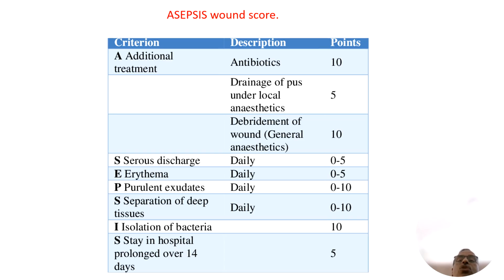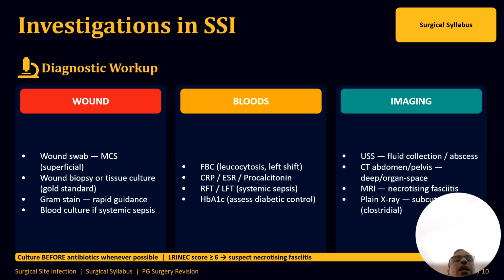So the ASEPSIS wound score is a predictive score which would tell you whether the SSI is mild, intermediate, moderate, or severe, and what the course of that SSI will be. This ASEPSIS wound score can be used in wound clinics and in surgical wards to predict the course of SSI. What are the investigations to be done when you have a patient with surgical site infection?